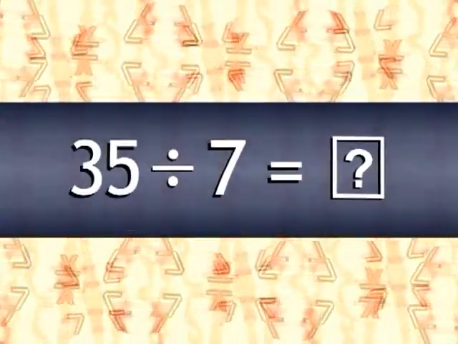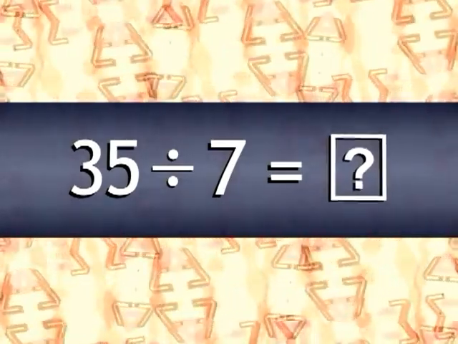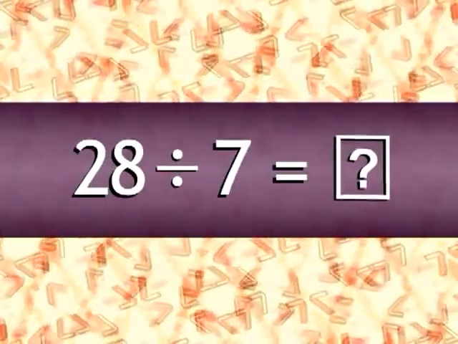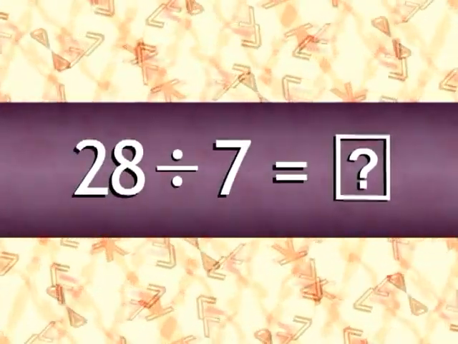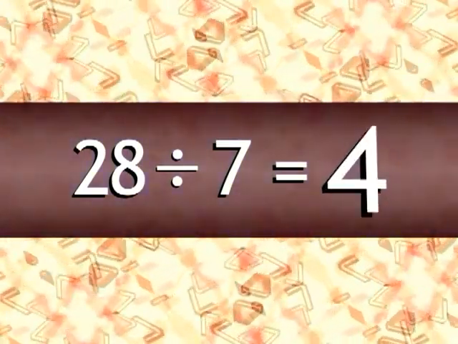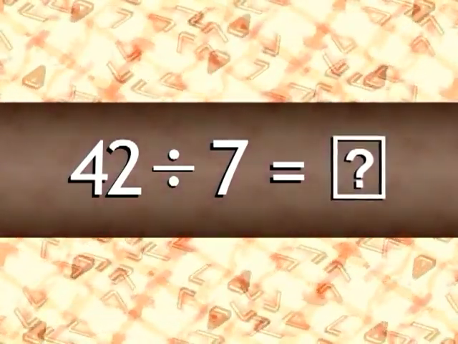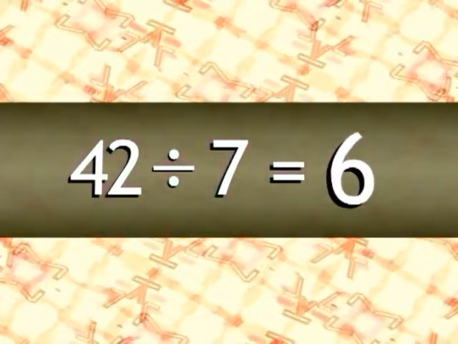35 divided by 7 is 5. 28 divided by 7 is 4. 42 divided by 7 is 6.